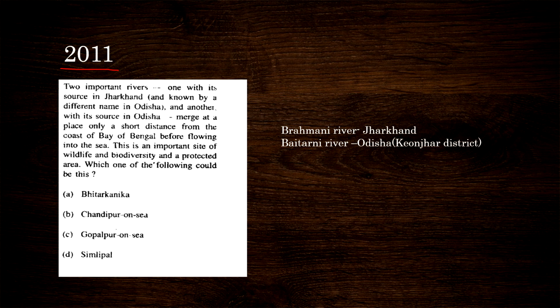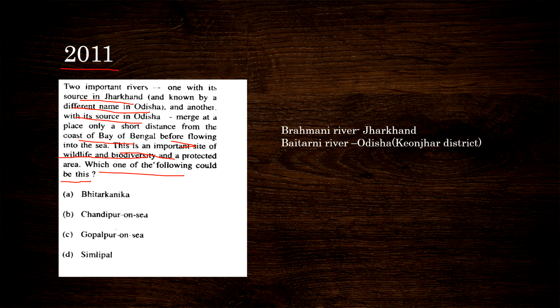Two important rivers, one which has its source in Jharkhand and is known by a different name in Odisha, and another with its source in Odisha, merge at a place only a short distance from the coast of the Bay of Bengal before flowing into the sea. This is an important site of wildlife and biodiversity and a protected area. Which one of the following could this be?